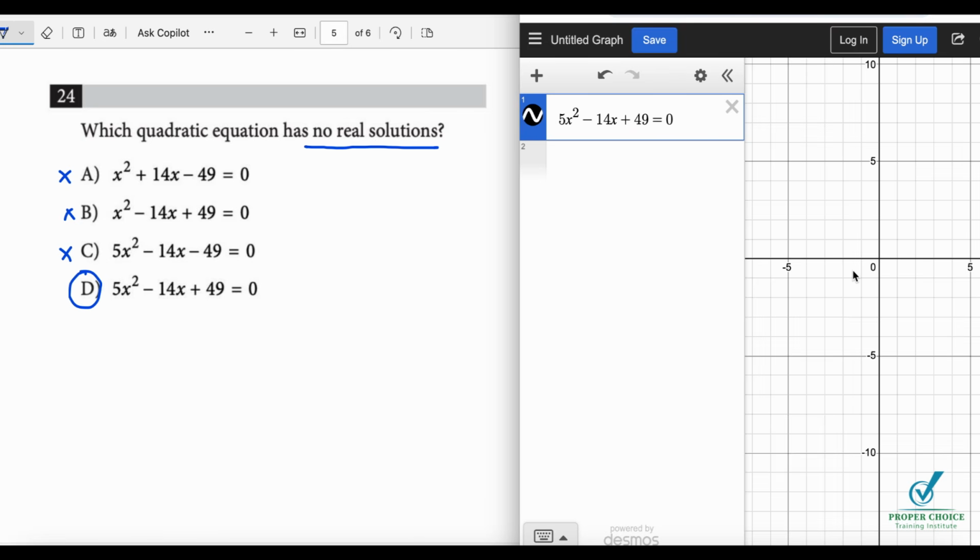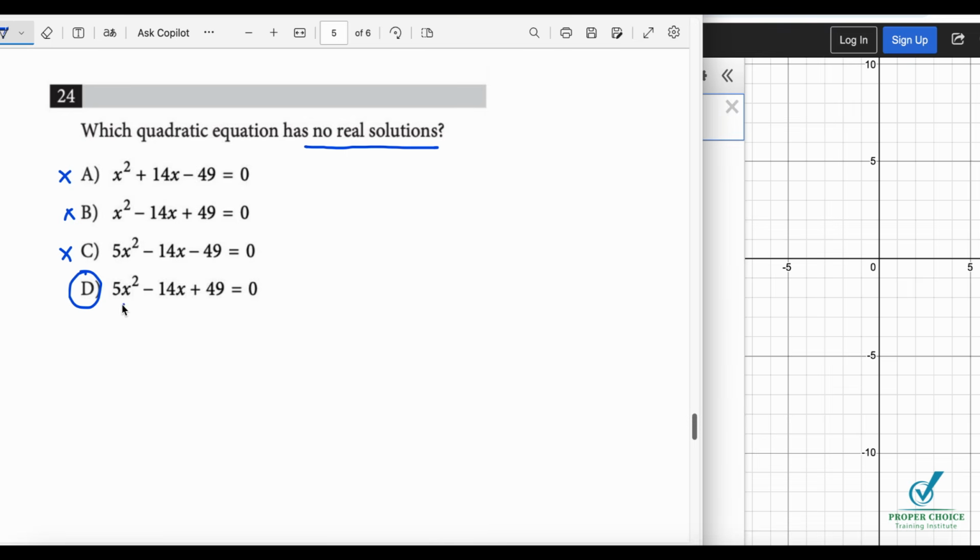In the exam, if you are not getting any graph, it doesn't mean that you are doing something wrong or made a mistake. It means that the quadratic has no real solution. So we go with option D as the right choice here.